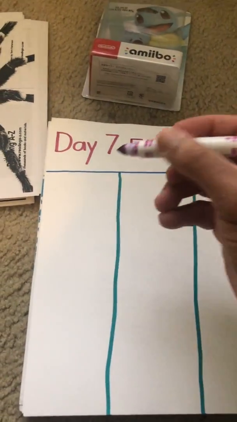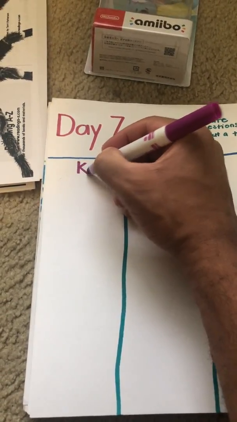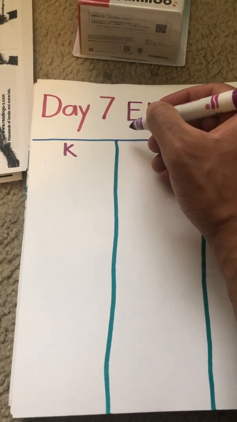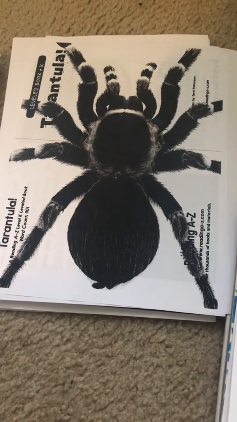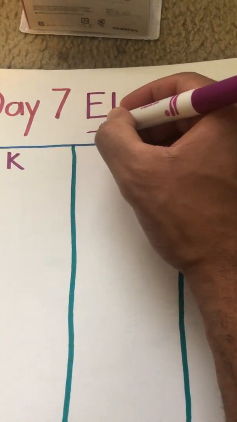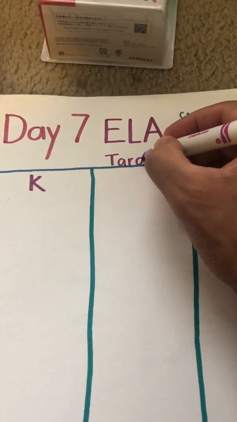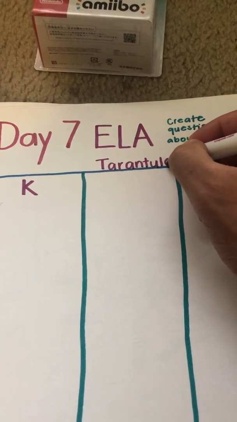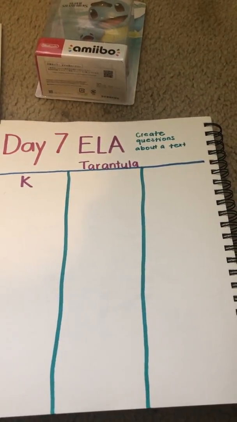All right, cool. So now we're going to label each of these columns. My first one, I'm going to label it with the letter K. This is going to be for things that we know. Now at the top of this, I do need to make sure I know, what is this chart all about? Well, our text is about tarantulas. So our chart is also going to be about tarantulas today. So at the top of your chart, you can write the word tarantula. Okay? Again, if you need to pause the video at any point or rewind, please do so.